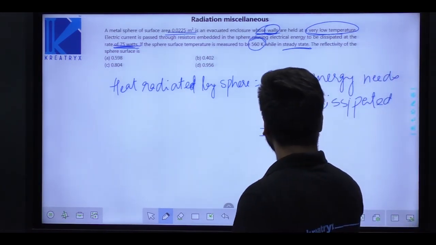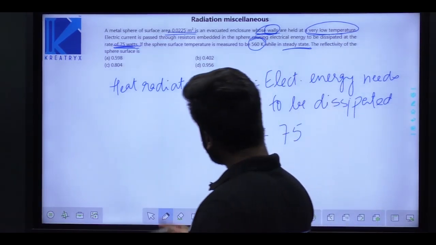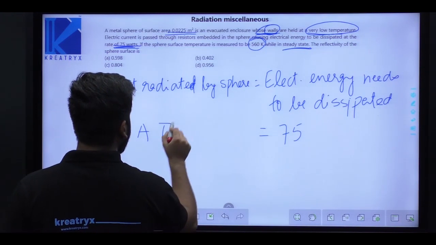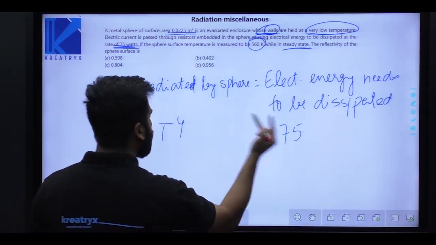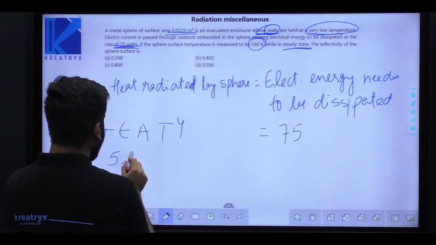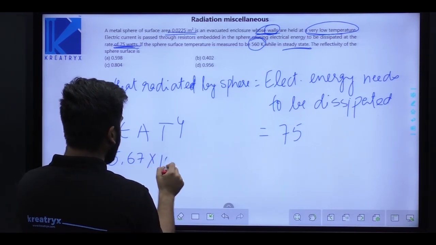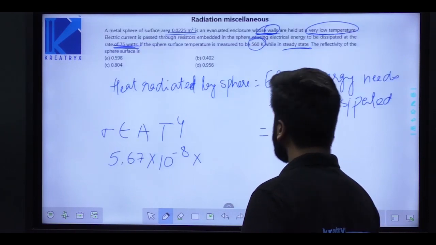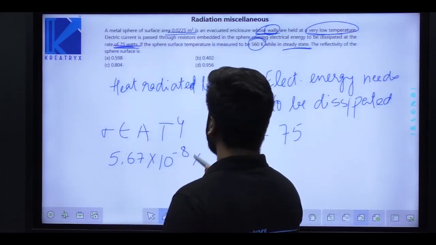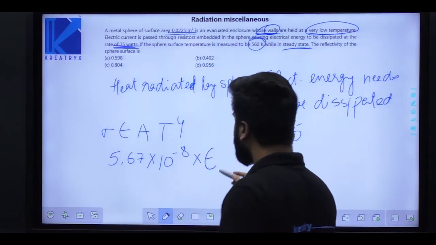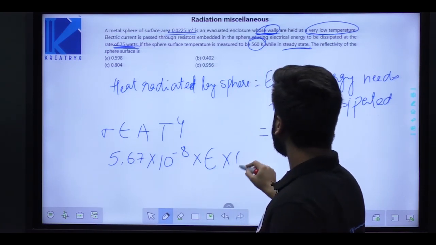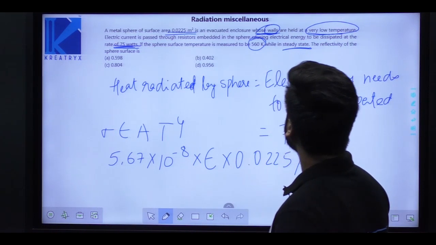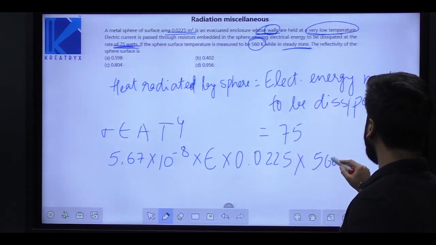That is 75 watt, and this is what? This is sigma epsilon A T raised to the power 4. This is also in watts. So sigma is 5.67 into 10 to the power minus 8, into epsilon. Epsilon we don't know, that is what we have to find out. A is 0.0225 and T is 560 raised to the power 4.